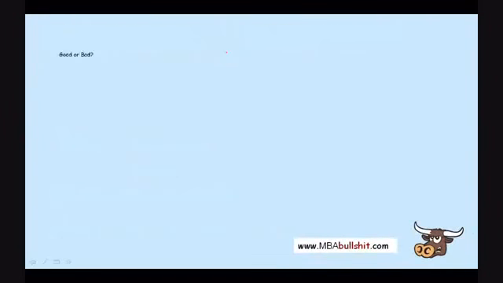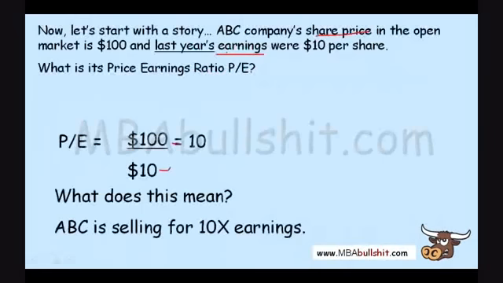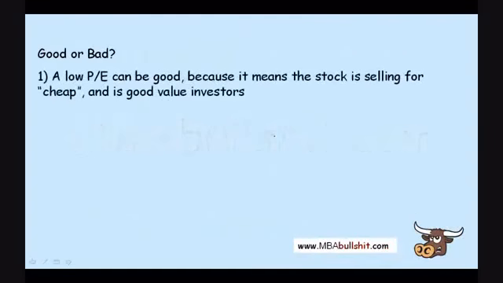Now, how do we use this? Do you prefer to have a high price-earnings ratio, like maybe 20, or a low price-earnings ratio, like maybe 6? Which is better? Well, a low price-earnings ratio can be good because it means that the stock is selling for cheap and therefore the stock is good value for investors.